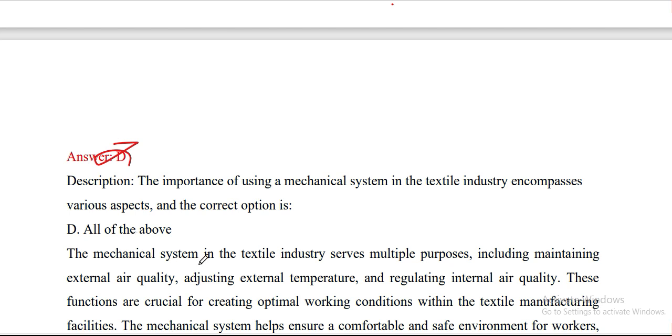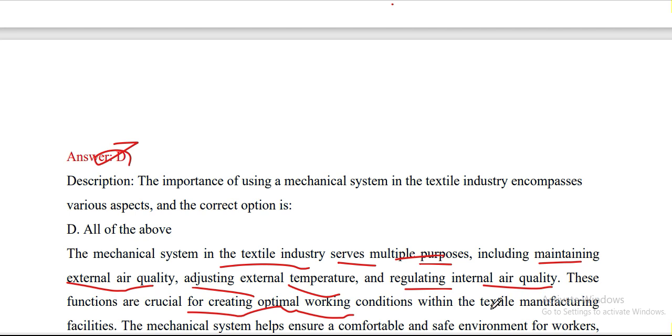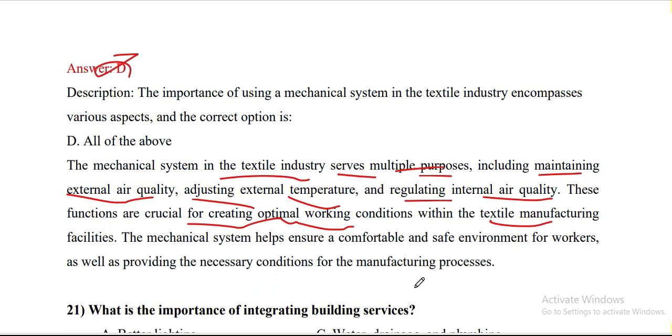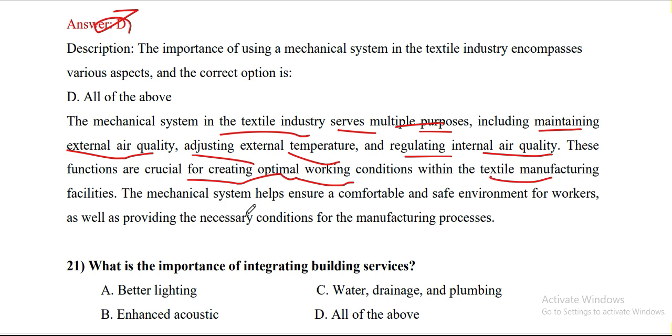The mechanical system in the textile industry serves multiple purposes, including maintaining external air quality, adjusting external temperature, and regulating internal air quality. These functions are crucial for creating optimal working conditions within the textile manufacturing facilities. So the mechanical system helps ensure a comfortable and safe environment for workers, as well as providing the necessary conditions for the manufacturing process. So option D, all are the best answer.